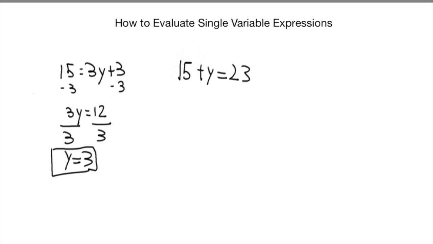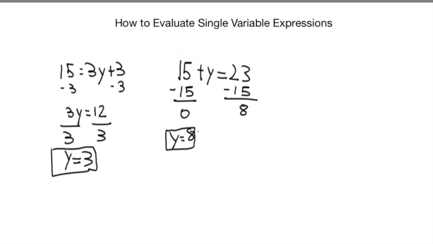Well, basically we're going to use the subtraction property of equality. Subtract 15. When we do this, we get 0 over here. 23 minus 15 is equal to 8, which means y equals 8. And then we'll solve just like that.